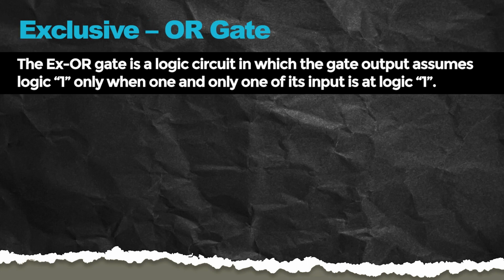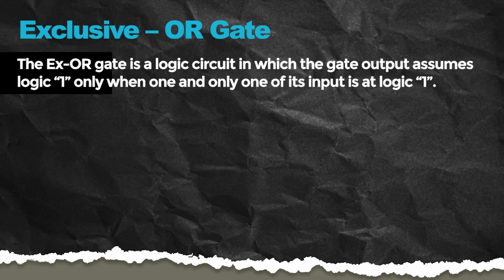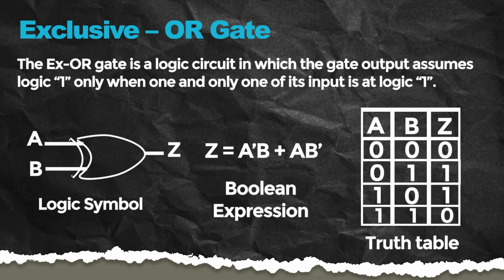Then we will come to the exclusive OR gate. The exclusive OR gate is a logic circuit in which the gate output assumes logic 1 only when one and only one of its inputs is at logic 1. That means if you compare it with the OR gate, you can see the symbol of the exclusive OR gate on the left hand side, and it is written as Z is equal to A exclusive OR B.